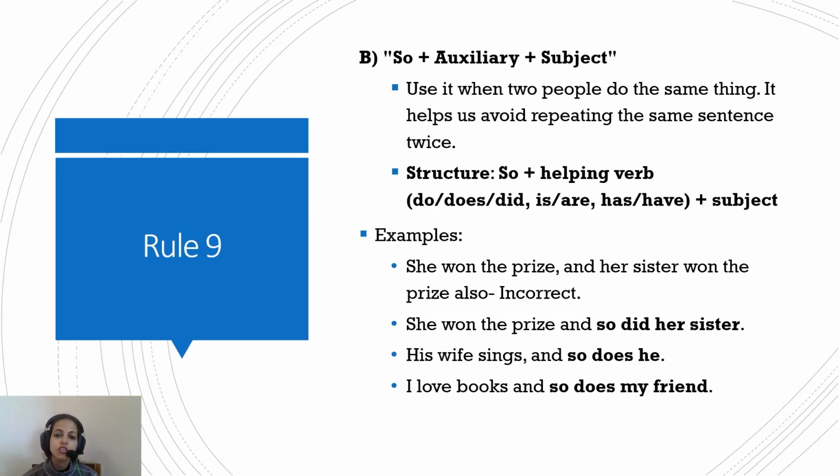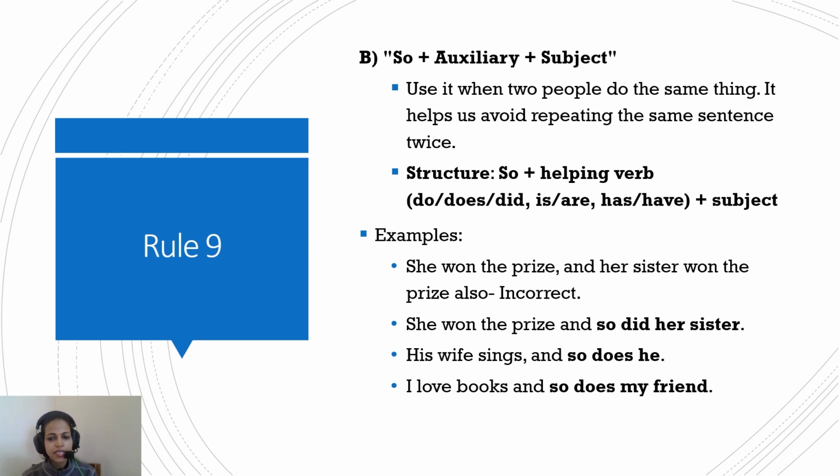Now the use of the word so. You have to use the word so plus auxiliary plus subject. This is the structure of how the word so is used. It is used when two people do the same thing. So it helps us avoid repeating the same sentence twice. Let's try to understand what this is with the help of examples.